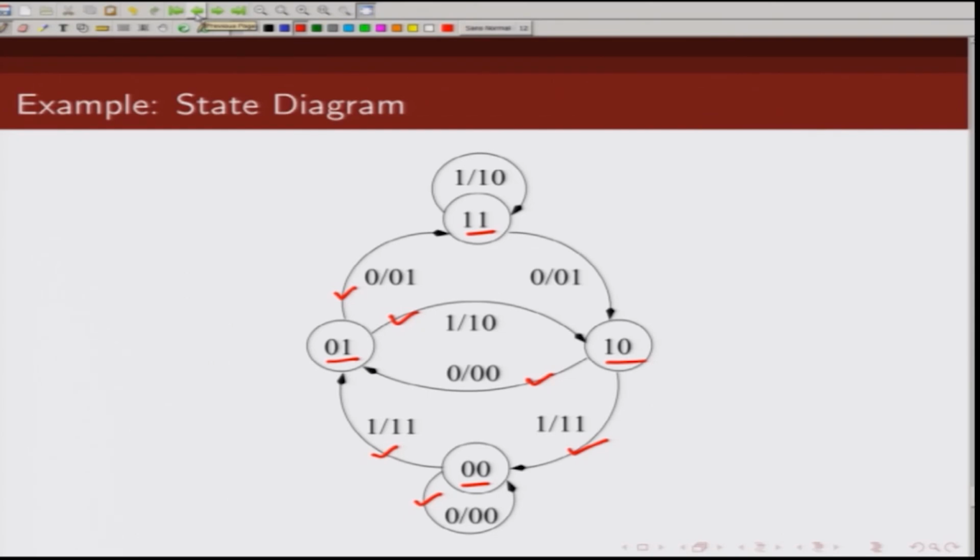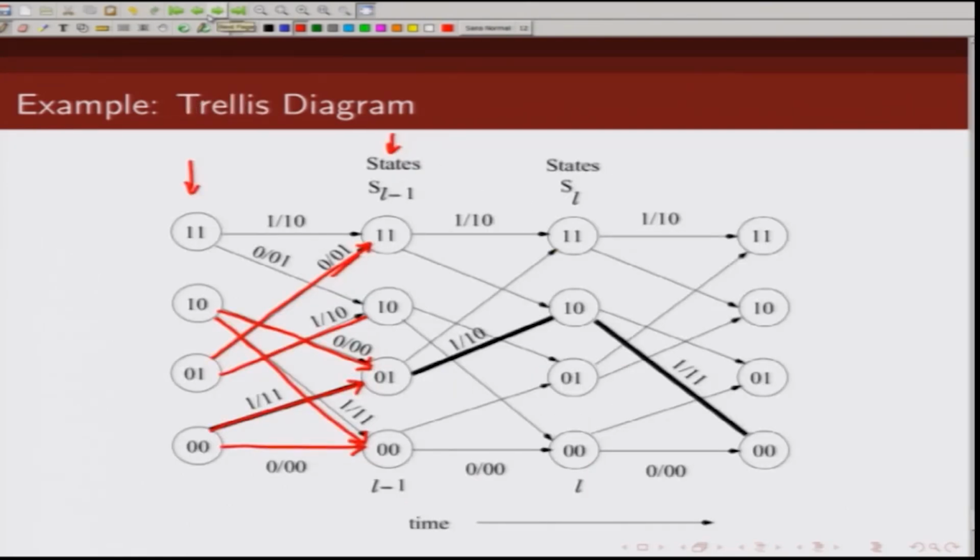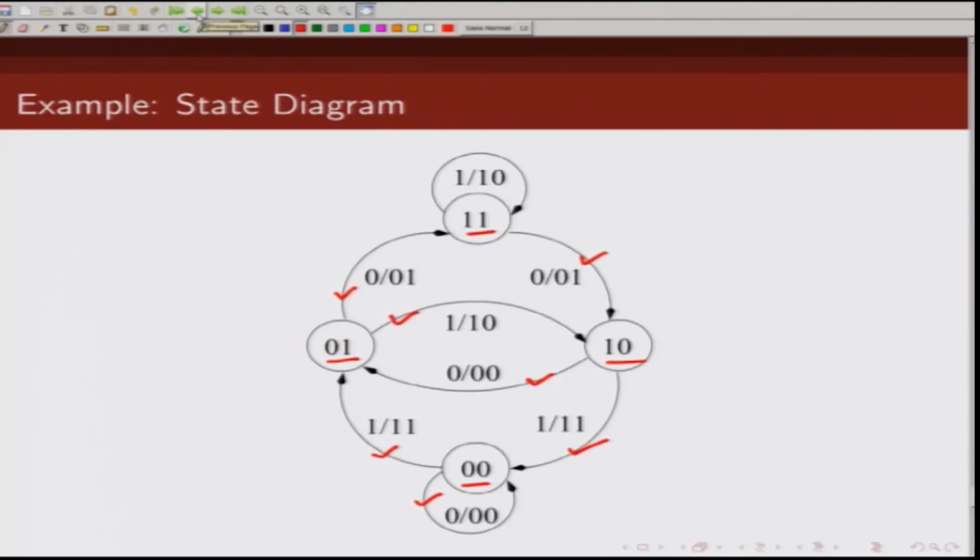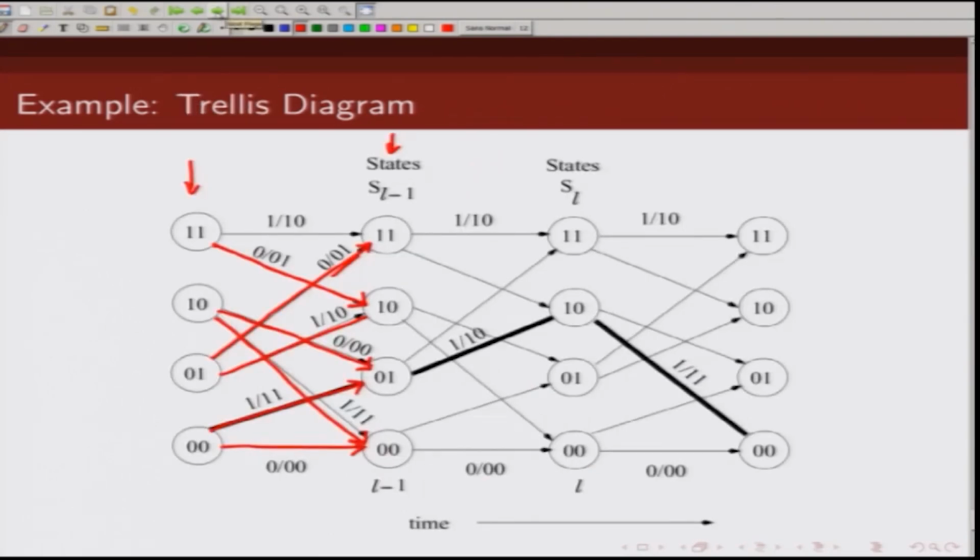The only thing left is when you are in state 1 1. When you are in state 1 1, you get a 0, you move to state 1 0 and the output is 0 1. And finally, when you are in state 1 1 and you get a 1, you remain in state 1 1 and the output is 1 0. So, that is this line. Note that in this trellis section, I have drawn the same information as I had in my state diagram.